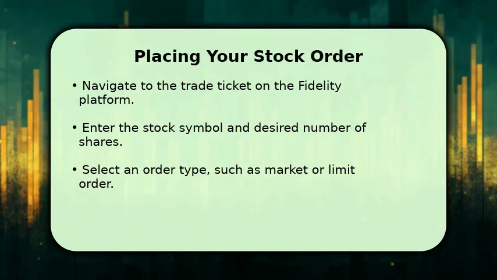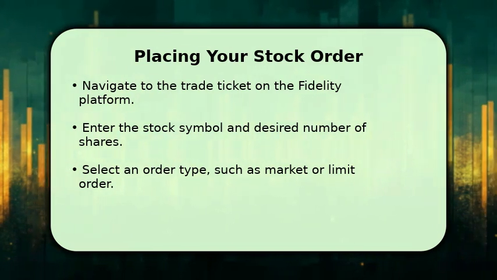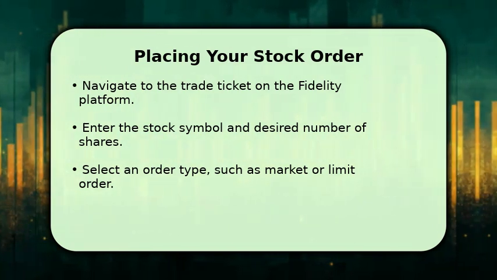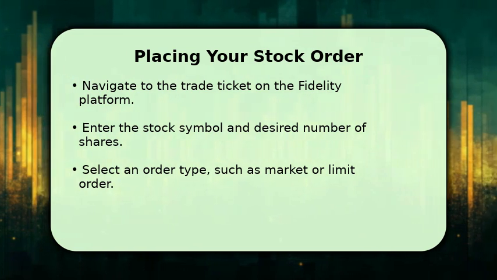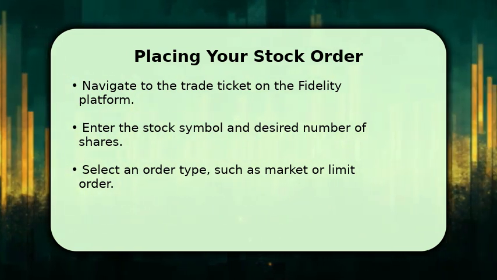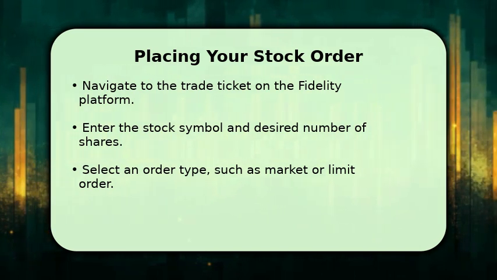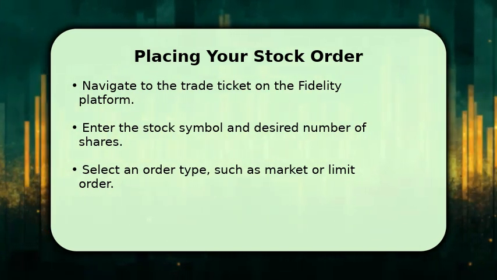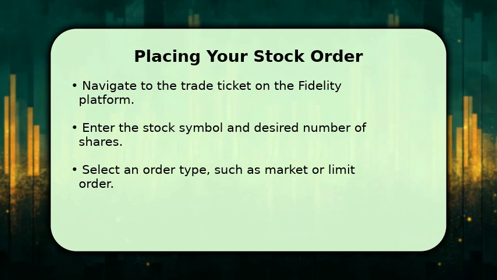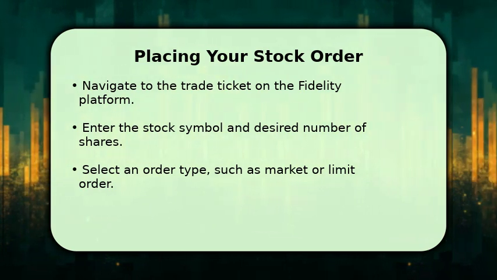Once you've chosen a stock, log into your Fidelity account and navigate to the Trade tab. Here, you'll find the trade ticket. Enter the stock's ticker symbol and the number of shares you wish to buy. You'll then select an order type. A market order executes immediately at the current price, while a limit order lets you specify a maximum purchase price.